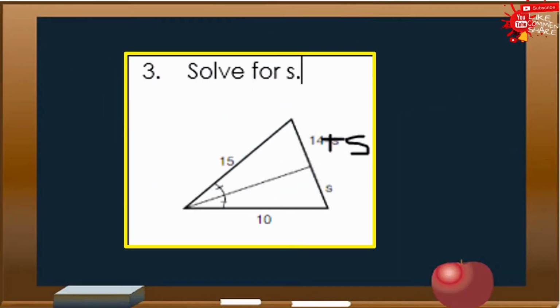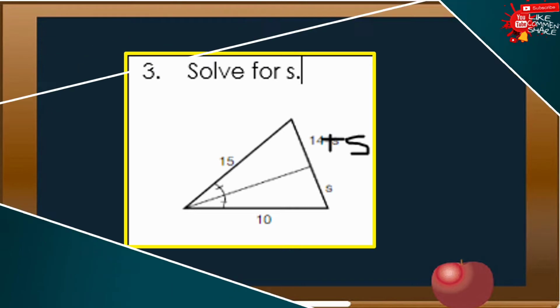Question number 3. Okay? Solve for s. Yung ipapakita kong example, solve for x. Recall lang natin to kasi sa module natin, 14 minus s. Ito ay 14 plus s. Nagkaroon lang ng typographical error yan. Okay? At tingnan yung video para makuha itong problem na to. Okay? Application ng similar triangle po yan.